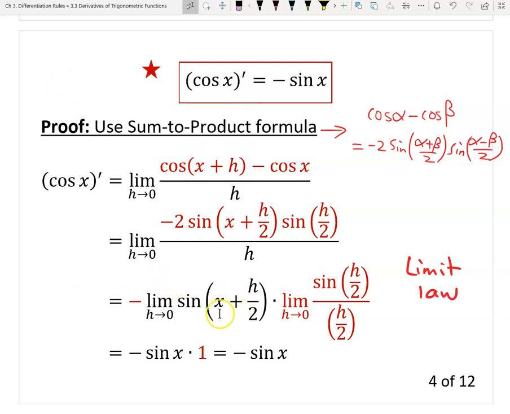The first is continuous, right? Goes to sine. The second is a formula, goes to 1. And then the result goes to negative sine x. Can you see? That's the proof. Super easy, right? If you use this method.